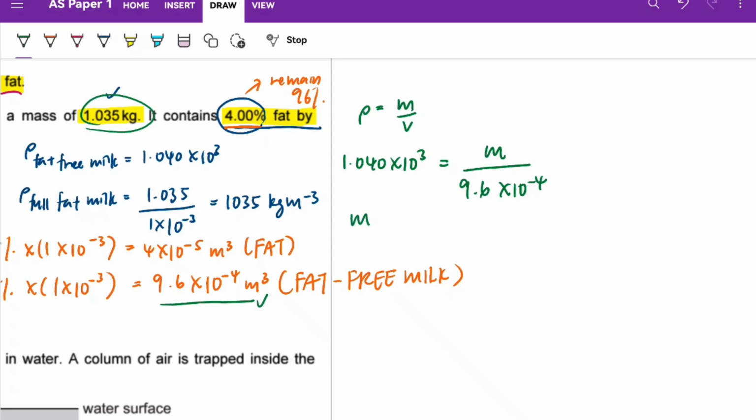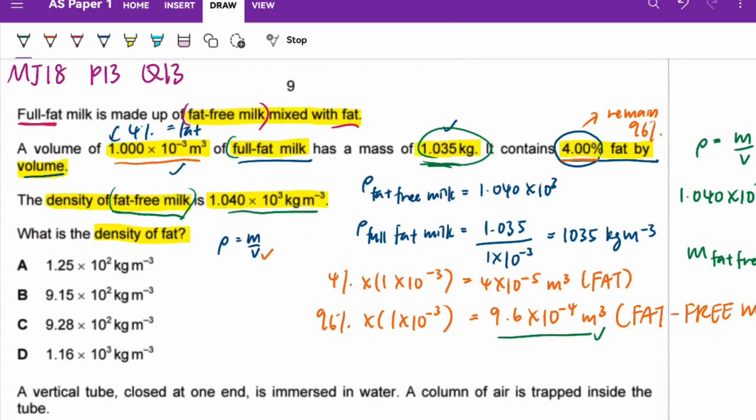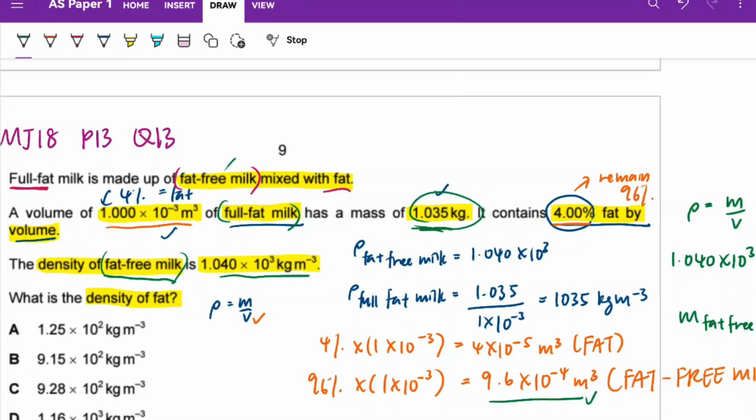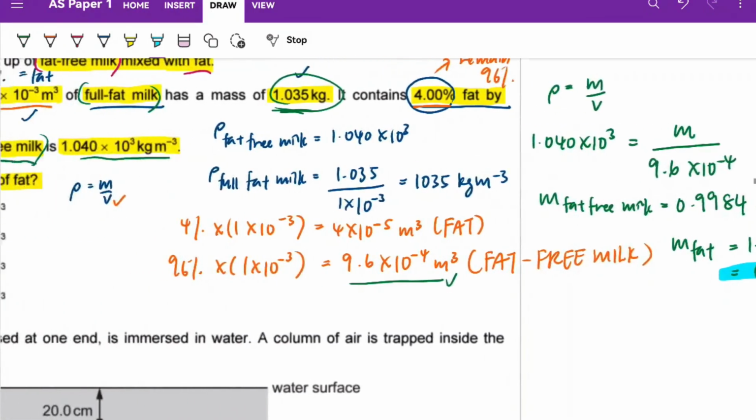So the mass of fat-free milk is 1.040 times 10 to the power of 3 times 9.6 times 10 to the power of negative 4. You get 0.9984 kilogram. So what will be the mass of fat? It is basically 1.035, because 1.035 is the mass of full fat milk, and we know full fat milk has fat-free milk and fat. So if we know the mass of fat-free milk is this, we minus it and we will get the mass of the fat, which is 0.0366 kilogram.